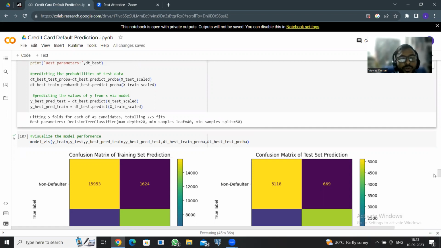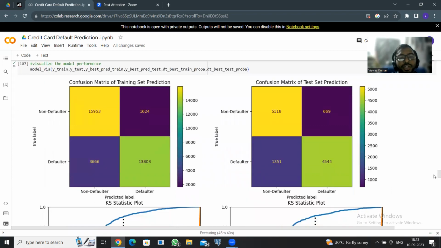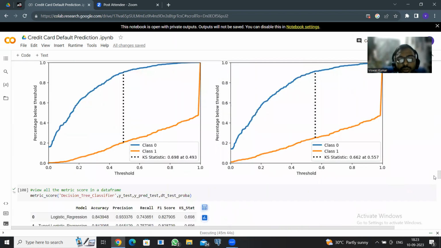With these parameters, I trained my model again, and I got the confusion matrices of the training set and of the test prediction. This is the KS plot of the training data set, and this is the KS plot of the test data set.